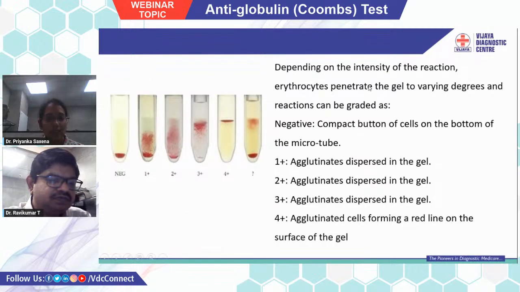But depending upon the intensity of reaction, erythrocytes can penetrate the gel to varying degrees, and these reactions are graded. So this tube shows a negative reaction where a compact button of cells is seen at the bottom of the microtube. This is graded as a 1 plus reaction where you see agglutinates present in the lower half of the tube. A 2 plus reaction, you see agglutinates present throughout the length of the tube. 3 plus, aggregates or agglutinates are seen in the upper half of the tube. And this is a 4 plus reaction where you see a thick line on the surface of the gel.